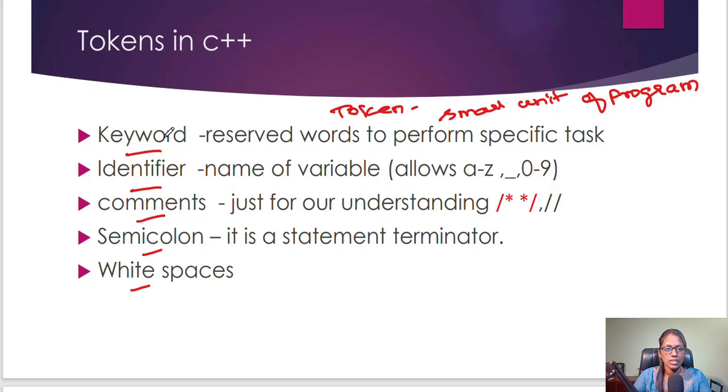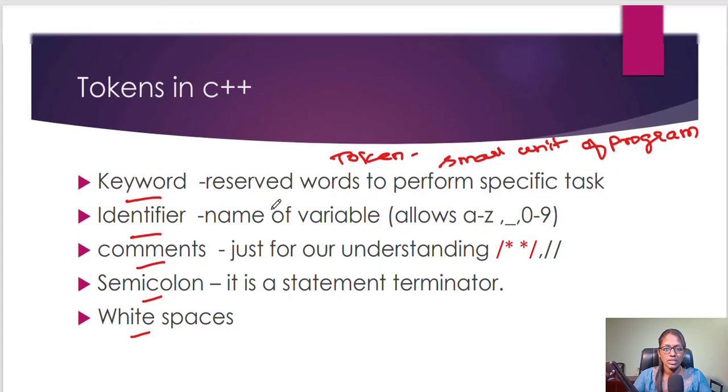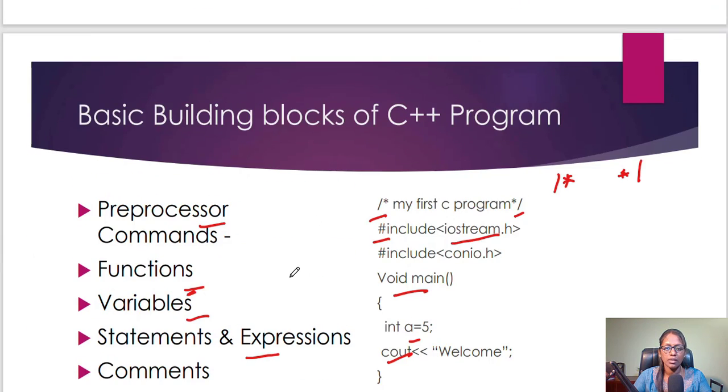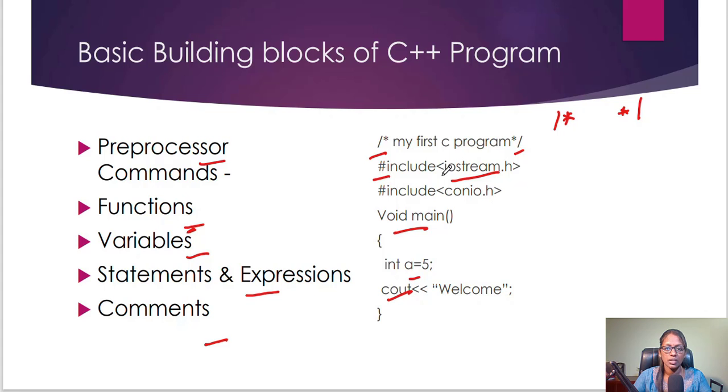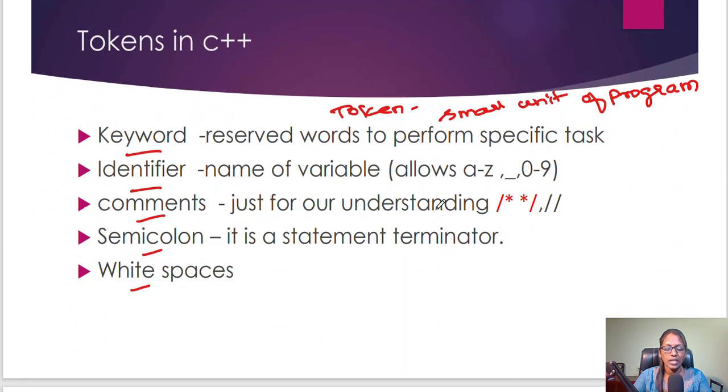What are tokens? They are keywords, identifiers, comments, semicolons, or white spaces. You see in this program, void is a keyword, main is a keyword, int is a data type, and then this is a space. Each and every individual unit is called a token. So a token is a small unit of a program consisting of keywords, identifiers, comments, semicolons, or white spaces. First we will see what a keyword is.